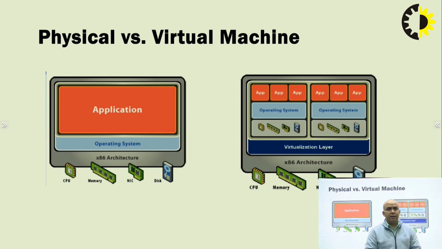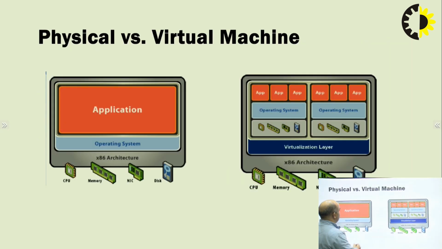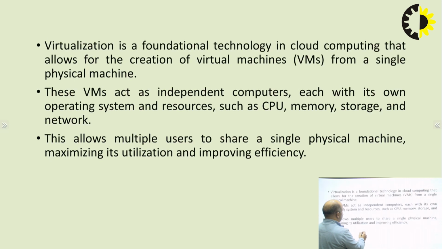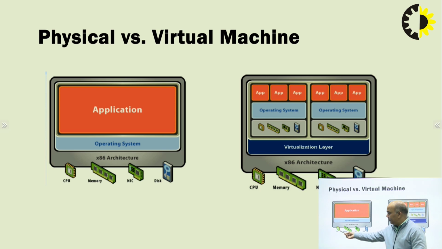This is the representation. Let's suppose this is a standalone system, in which we have a CPU, memory, network interface card, and disk, and they have the operating system and their applications. In this physical machine, only one system is running.